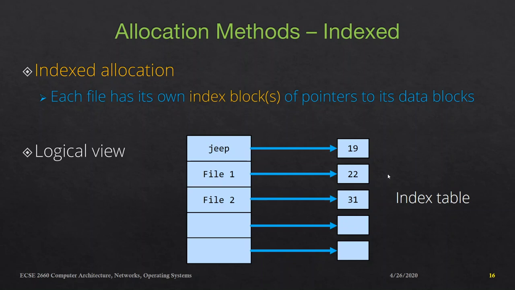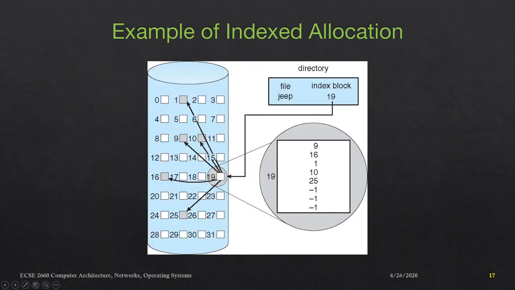So let's take a look at the example over here. Essentially what we are doing is combining all the indices for accessing each file into a common block called the index block for that particular file, as opposed to spreading them all over the disk. In this picture, we can see the file Jeep, which has the index block 19, and if we go and look into block 19, we can see the pointers to all the data blocks.